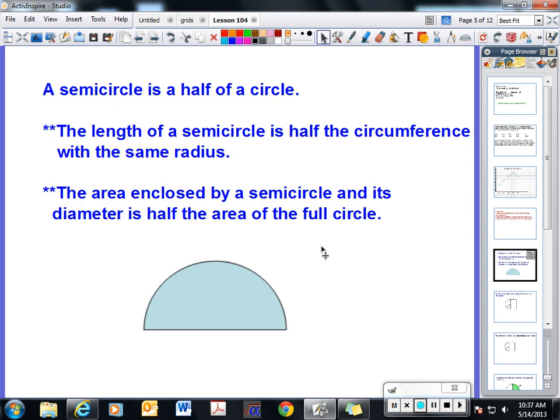Alright, so first of all, the definition of a semicircle. It is half of a circle. The length of a semicircle, which would be this part, is half of the circumference with the same radius. And then the area enclosed by a semicircle and its diameter would be half the area of the full circle. So that might give you a clue how we're going to determine the length of the arc produced by a semicircle and the area of it.